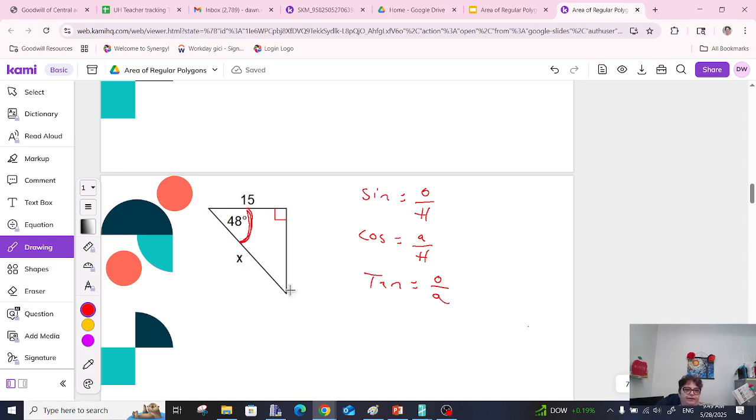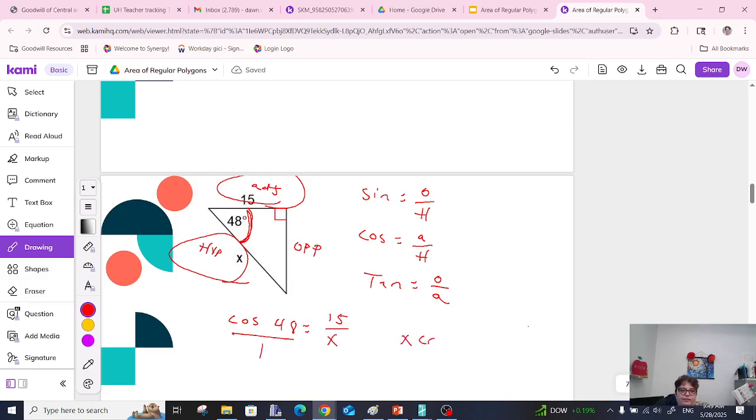Yes, this one ended up being cosine: opposite, adjacent, hypotenuse. You were looking for the hypotenuse and you had the adjacent, so that's cosine 48 is equal to 15 over x. You end up having to cross multiply, so x cosine 48 is equal to 15, and then just divide by cosine 48.